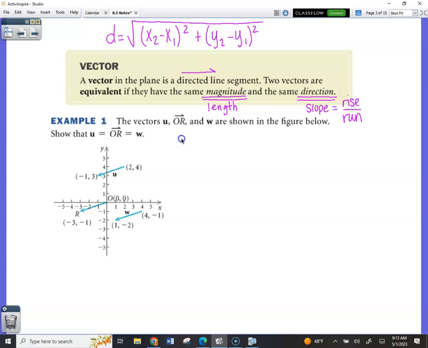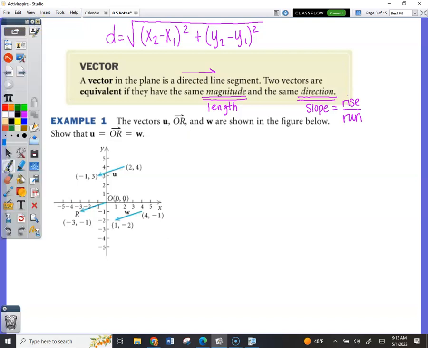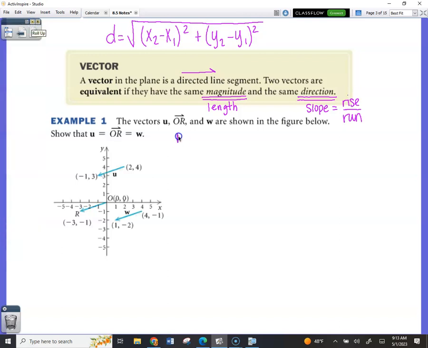So let's organize it. First, let's write that we're dealing with the magnitude. Title it, so you know when you're looking back at your work. Remember, magnitude just means the length of it. Let's find the magnitude of vector u first. So let's apply the distance formula. Vector u is from (2, 4) to (-1, 3). We have the distance formula right here.